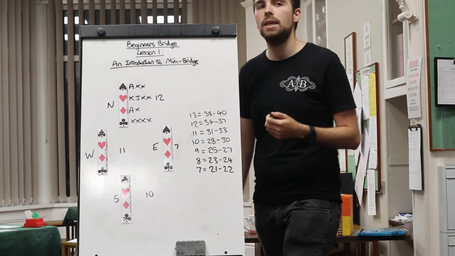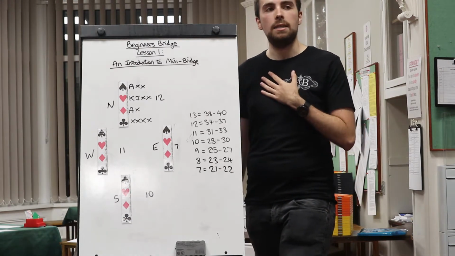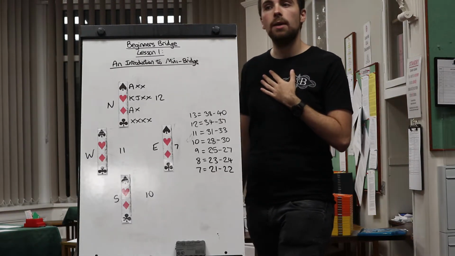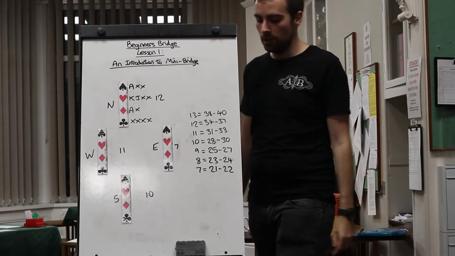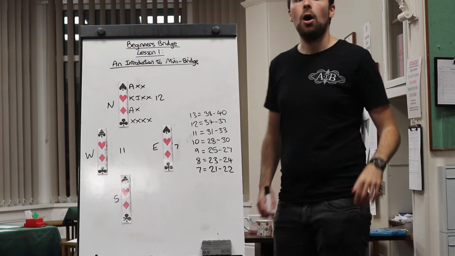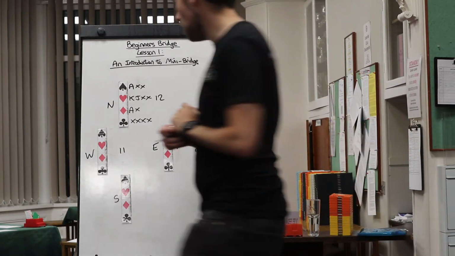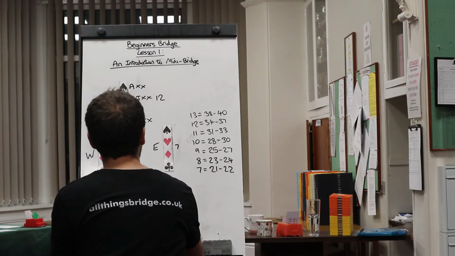Now the extra unique bit to bridge is that the person with the most points in the attacking side, in this case north, they become what's known as the declarer. They declare a certain contract. What that means is that south's cards go face up on the table and they get known as the dummy. Now they've got to add up to 10, so let's make sure we do that.